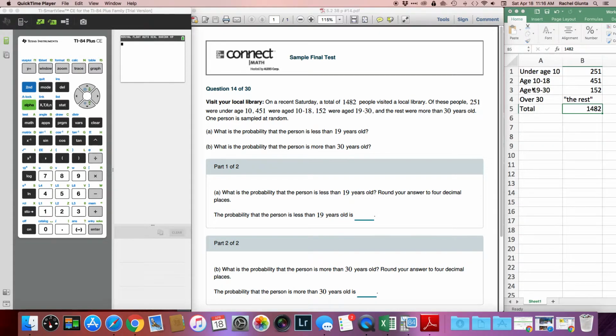So for part one, the probability that the person is less than 19. Less than 19 does not include age 19, so we don't have to worry about that category, but it does include the 10 to 18, and it includes the under 10. So we're going to just add those together: 251 plus 451. Total those first, and then divide it by the total of everybody who visited the library.